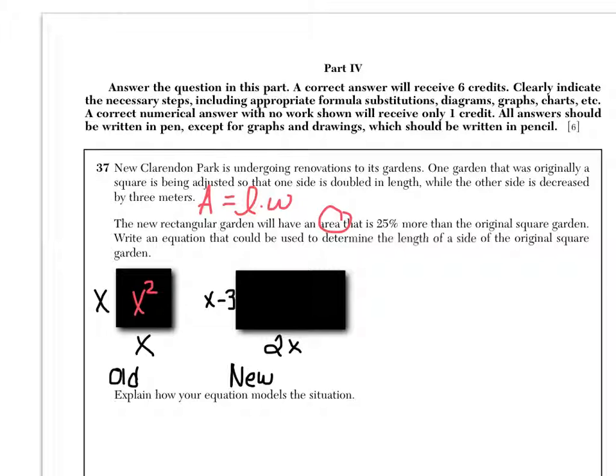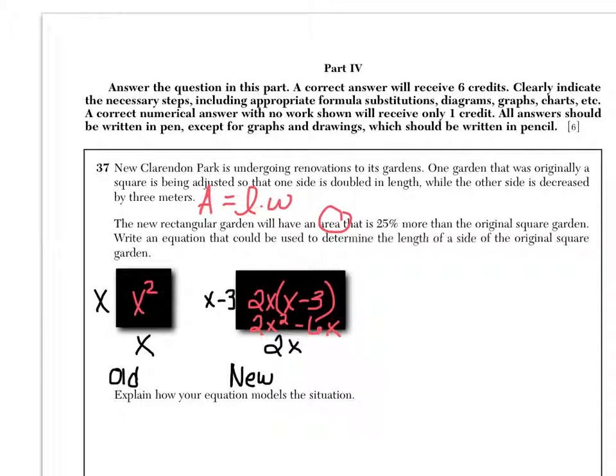Now in my new garden, this one's a little trickier, but nothing terrible. 2x times x minus 3, which is really 2x squared minus 6x. So I have my old garden area and my new garden area. So let's keep reading on.